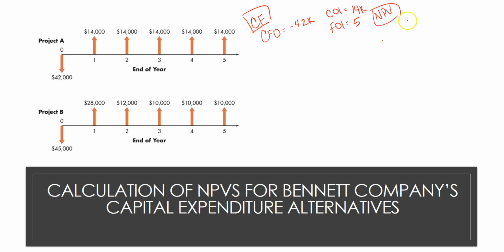Your discount rate is 10%, so 10%, enter, down, compute. And it's going to give you $11,071.01 as your net present value. So this project would add $11,000 in value to the company's value.